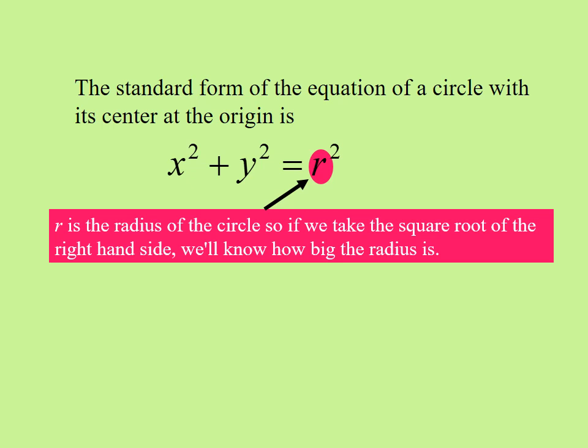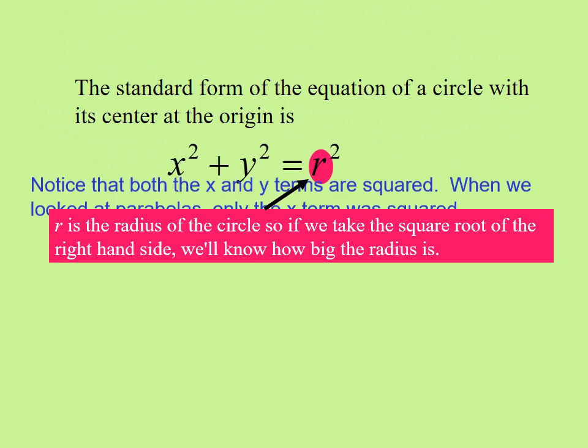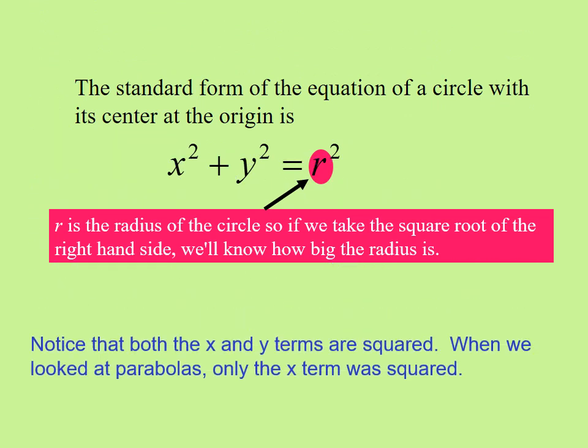Kinsa man na si r? Okay, r is the radius of the circle. If you remember, radius is the segment joining the center of the circle to any point on the circle. That is the radius of the circle. Okay, notice that both x and y terms are also being squared. Also, the radius is also being squared in our standard form of the equation of a circle with center at the origin.